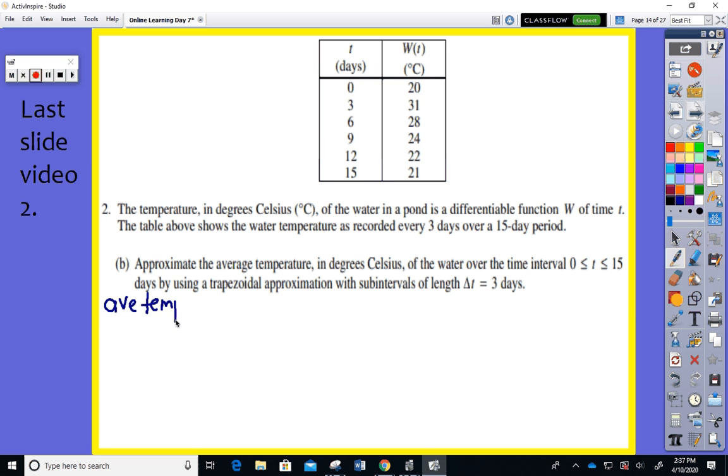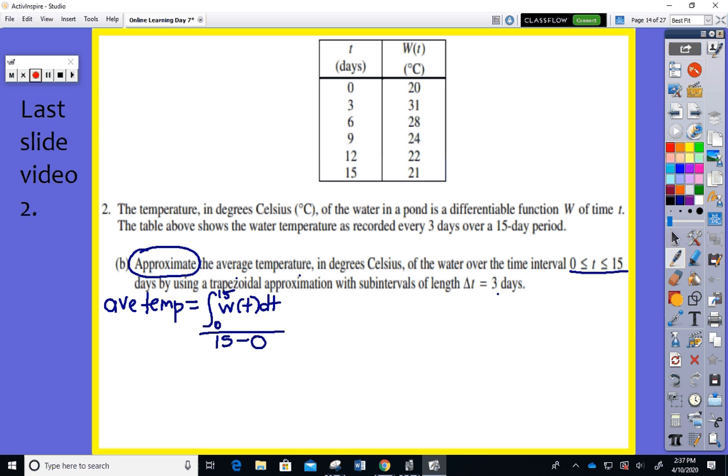So I want the average temp. That's average value, so I'm going to do the integral over the interval. The integral goes from 0 to 15 of W of t dt, over 15 minus 0. All right, but we don't have an equation that we can find antiderivatives for. So how are we going to do it? It says you're approximating. If you're going to approximate an integral, guys, that means you're going to have to do a rectangular or trapezoidal approximation. And look, it says a trapezoidal approximation with subintervals of length 3 days.